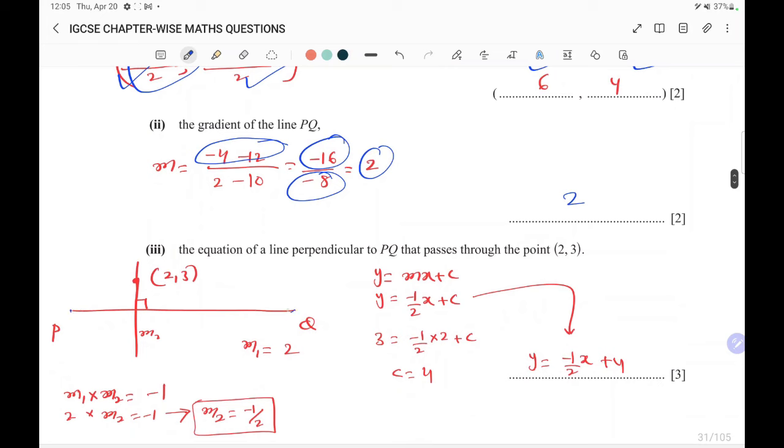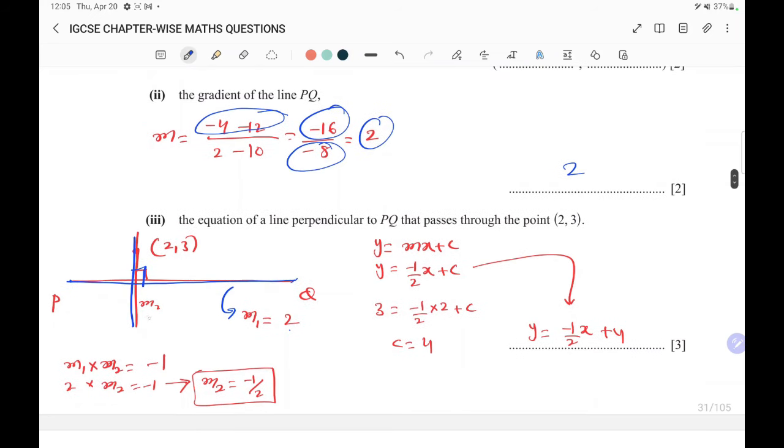So this is P, this is Q, so this line is PQ. And I have considered the gradient of this line as M1, which is plus 2. And the perpendicular line has gradient M2. Now we need to find this gradient, and that perpendicular line is passing through the point 2, 3. So we know that M1 times M2 is minus 1 when the lines are perpendicular. So 2 times M2 equals minus 1. Just divide by 2 both sides. 2 and 2 cancel. M2 is minus 1 over 2 we will get.